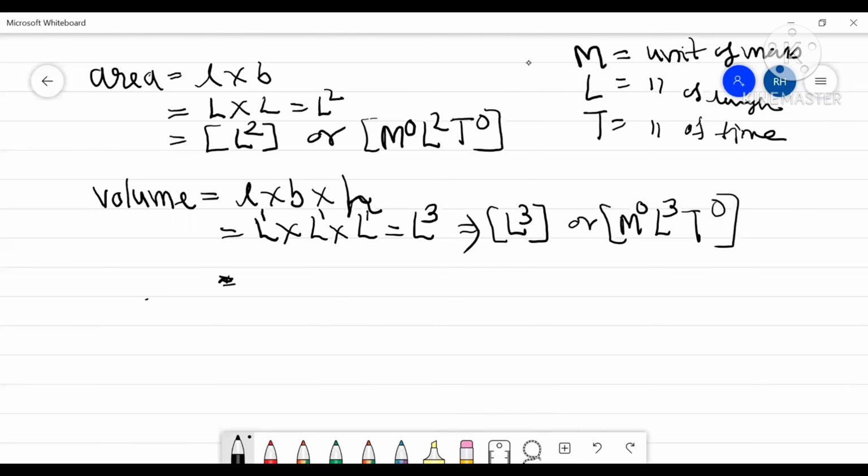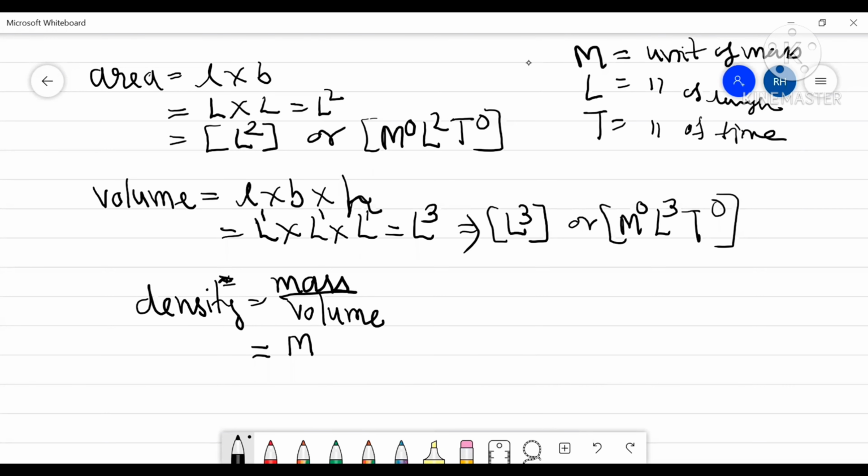Now everyone solve the density. What is the formula for the density? In your notebook, write this. Density, M upon V. Those students are not writing, please write this. I am writing the formula. Density is equal to mass upon, what is that? Volume. Okay. Then after that, write this in unit form.